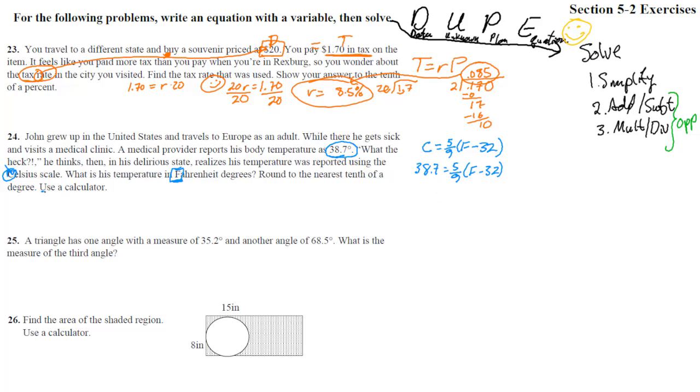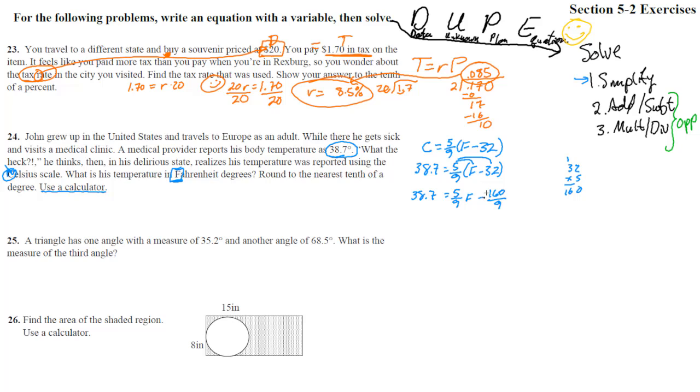Wow, and it says we can use a calculator. Alrighty. Well, let's simplify some things here. I'm going to do as much as I can without the calculator, simplifying as much as we can on that side. So we get 38.7 equals 5/9 times F minus 5/9 times 32. I'm going to multiply the top, so I get 160 ninths. I did 32 times 5: 5 times 2 is 10, carry the 1. 5 times 3 is 15, plus that 1 is 16. So 160 ninths.